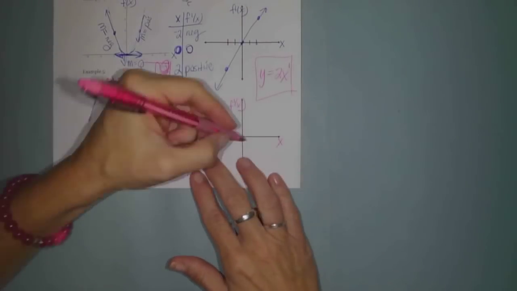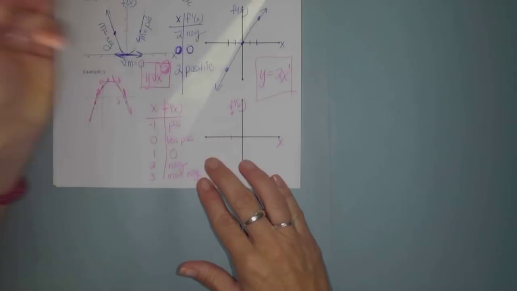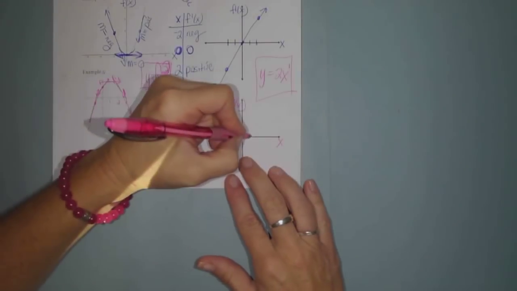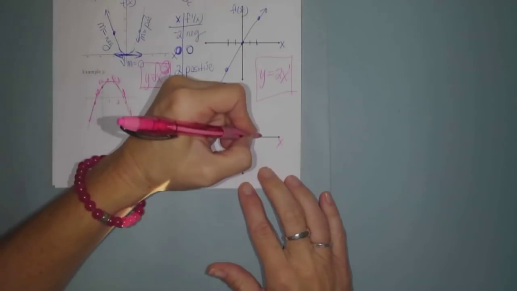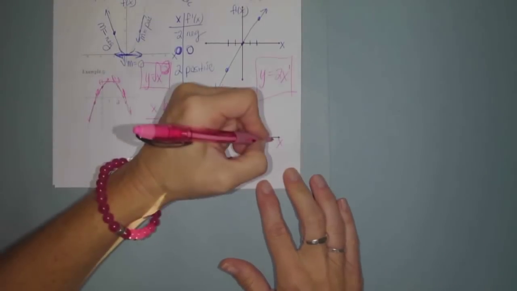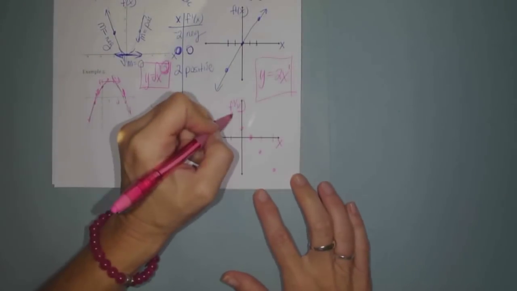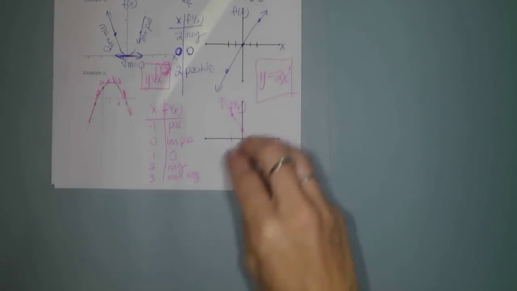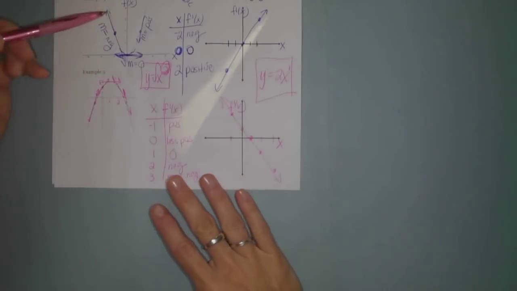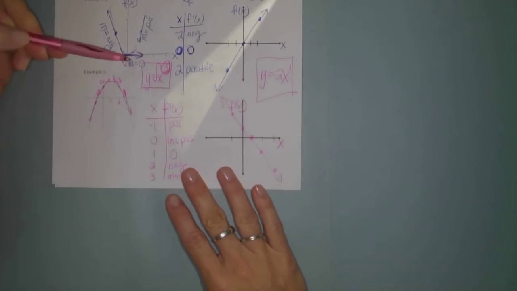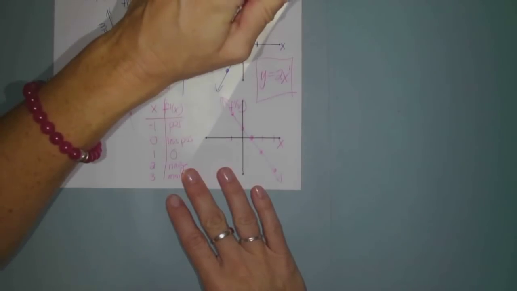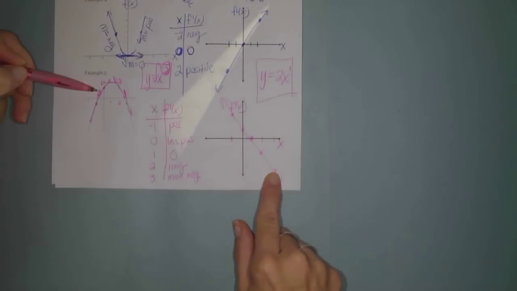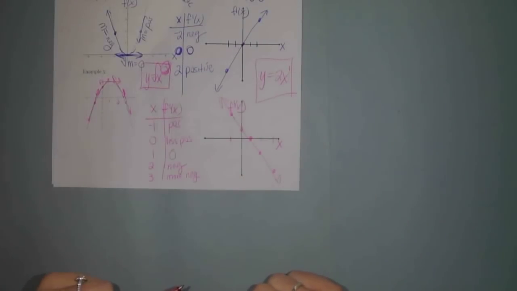So -1, positive. 0, less positive. 1, 0, okay. 2, negative. And 3, more negative. Linear. So my quadratic went to linear. But notice the difference between here and here. Here my slopes went negative, 0, positive. Here my slopes went positive, 0, negative. So it switched the way my line is sloping.